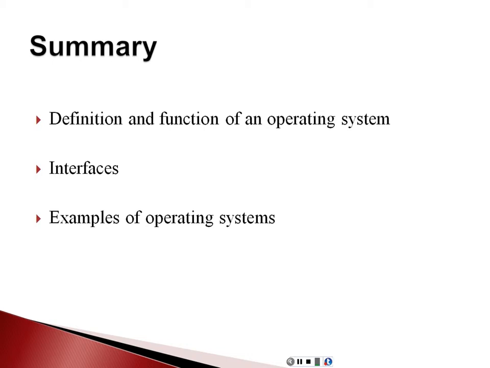So in summary, we defined an operating system, what the functions of the operating system are. We defined the interfaces, meaning command line interface versus a graphical user interface, and then just gave various examples of operating systems: Linux, Unix, Java, the two most popular being the operating system or OS for Macs or Apple computers, and then Windows.